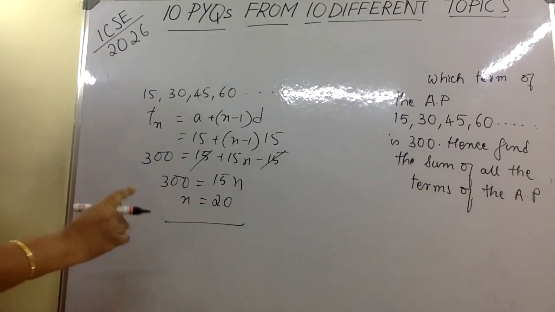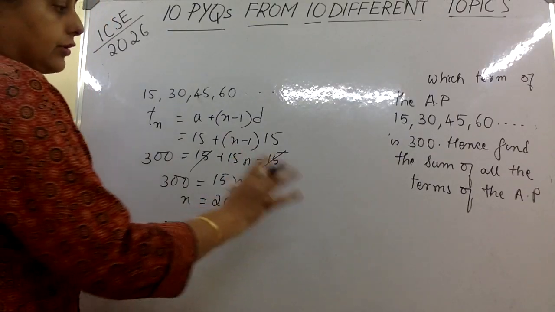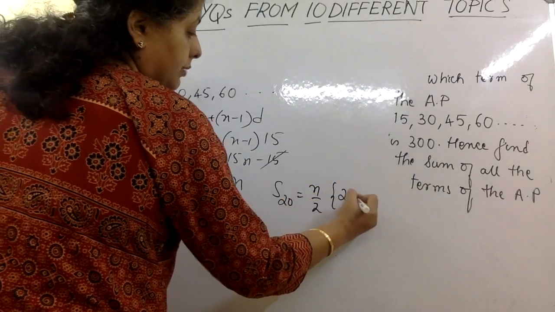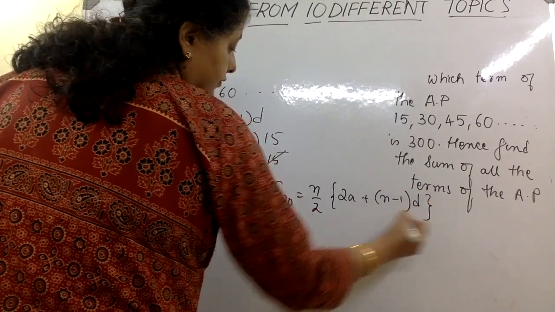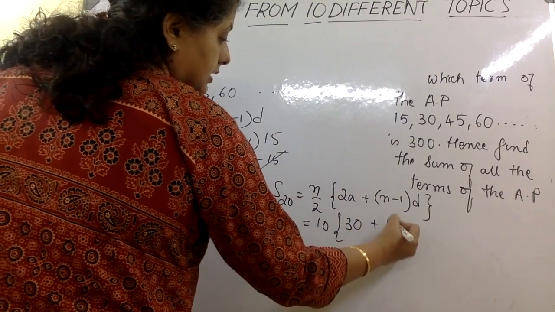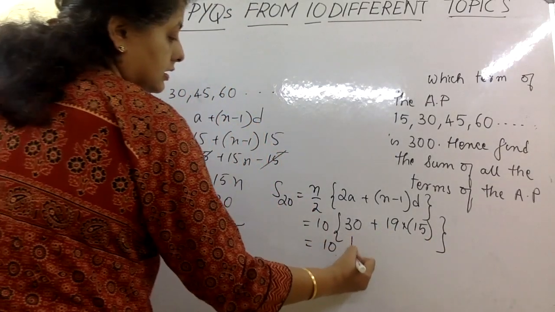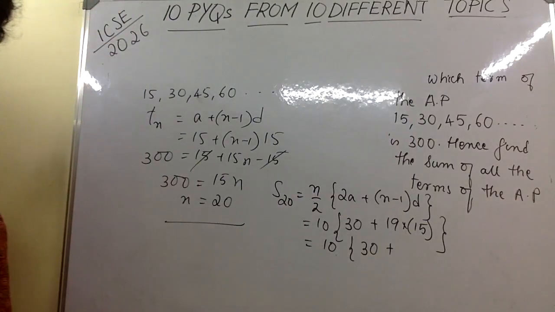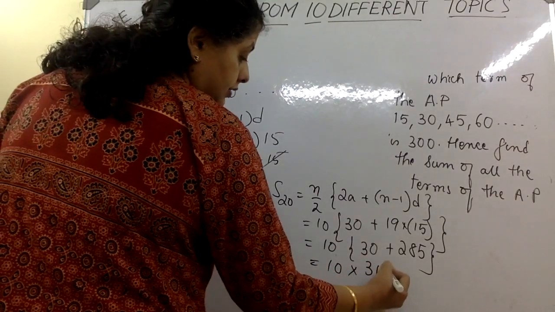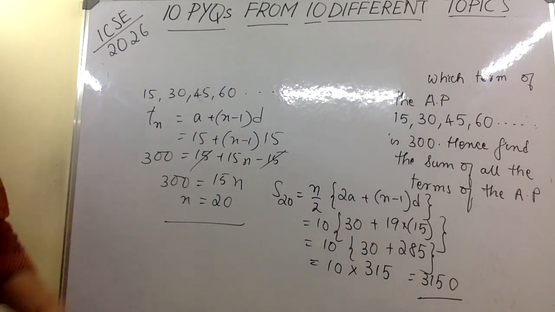Now find the sum of all the terms of the AP. That means till 20 terms. Okay, so we have to find the sum of 20 terms, n by 2, 2a plus n minus 1 d is our formula. So can I write straight 10 here? 2a, that is 30, plus this is 19, so you can take these shortcuts, into 15. Now 10 into 30 plus 19 into 15, 285. Okay, so 10 into 315, 3150 is the sum of all the terms of the AP.